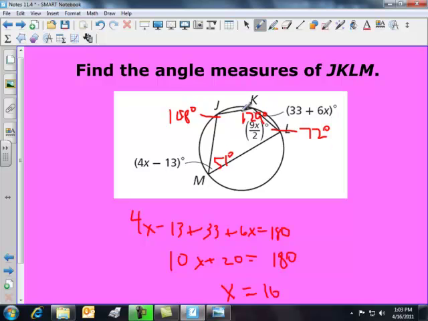I guess the other thing we could have done there is add these 3 angles together, and any quadrilateral is going to add up to 360 degrees. So I could have added these 3 together and subtracted those from 360. Well, that concludes the lesson.